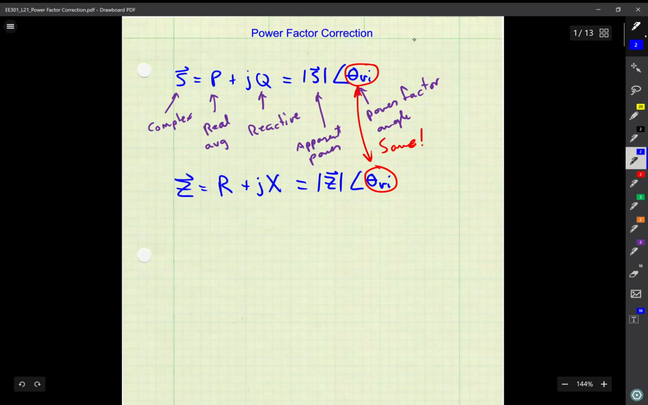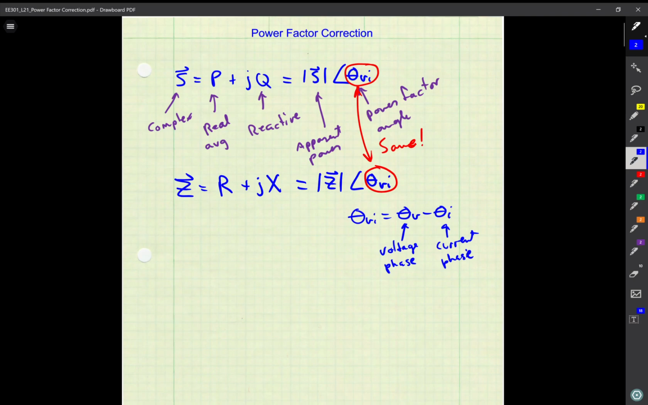where the definition of theta VI is theta VI equals theta V minus theta I. And theta V is the voltage phasor, or voltage phase, and theta I is the current phase in the time domain.